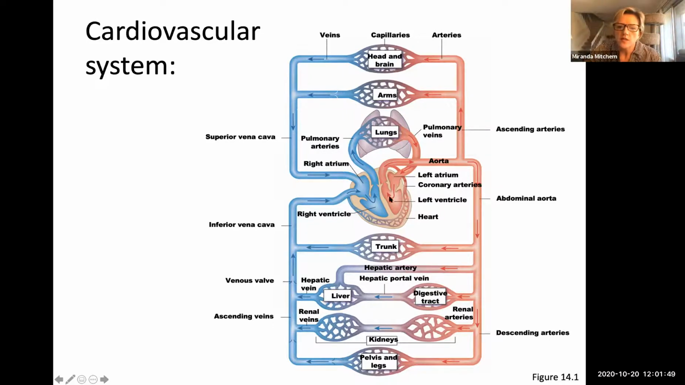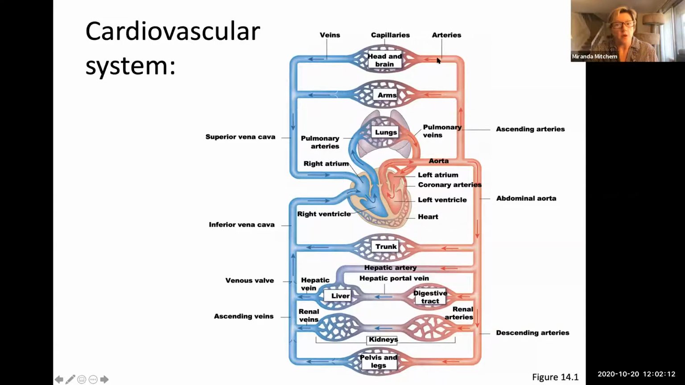So our systemic circuit begins with the pumping of that left ventricle that then sends the blood up through the aorta, where it then either ascends or descends, going to roughly above the heart and below the heart.